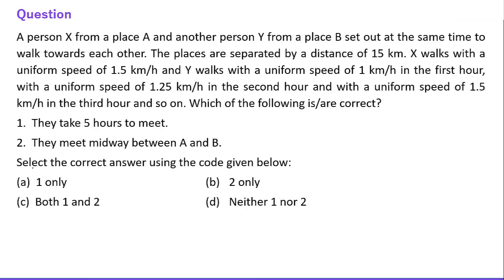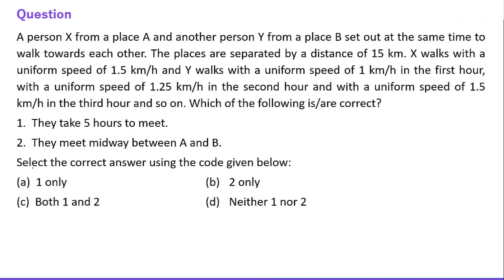Okay. Next question is saying, a person X from a place A and another person Y from a place B set out at the same time, walk towards each other. The places are separated by a distance of 15 km.